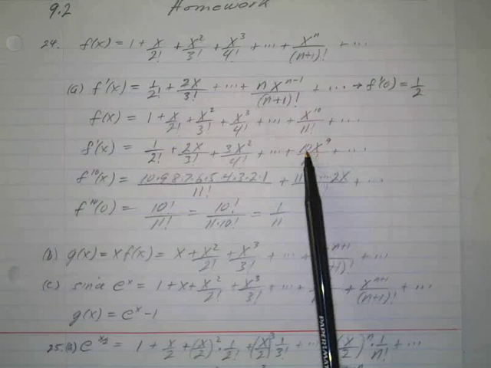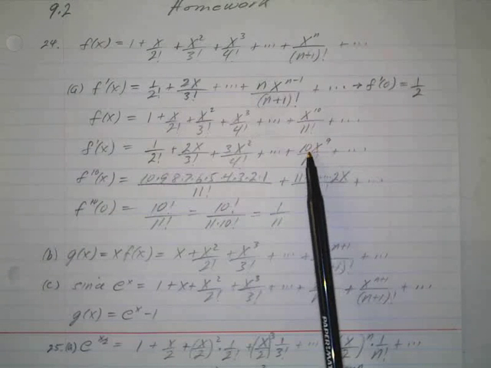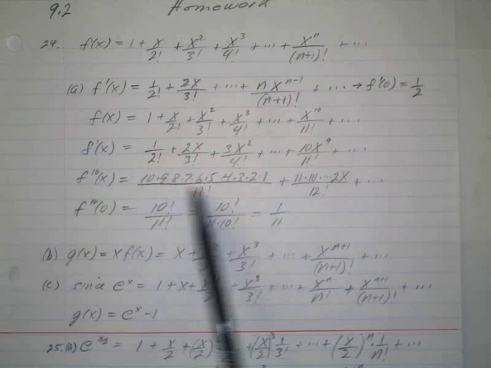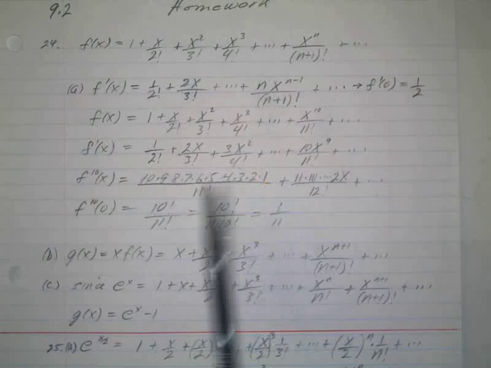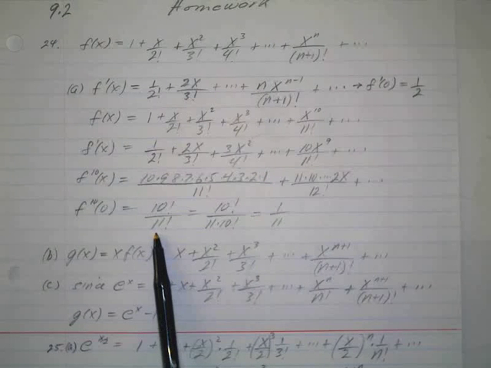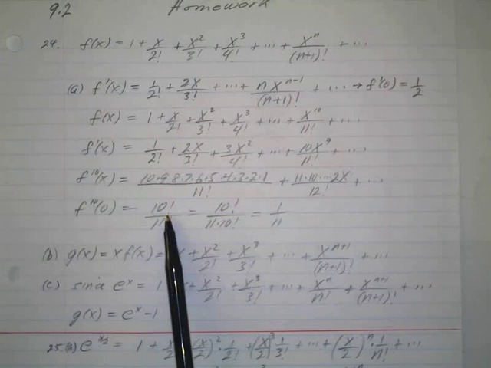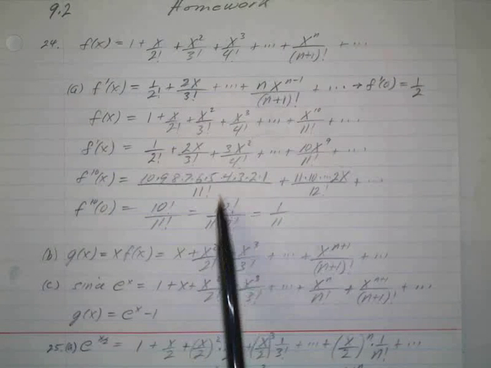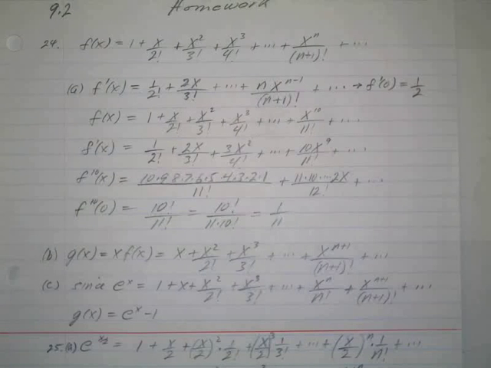I hope you kind of followed what I said when I said 10 times 9 times 8, x to the 7th, etc., how that works. Okay? Anyway, so this is 10 factorial over 11 factorial. But 11 factorial is the same thing as 11 times 10 factorial, so the 10 factorial cancels, so you end up with 1 over 11. So that's kind of tricky, but it does work out. So think about that and how those derivatives work.